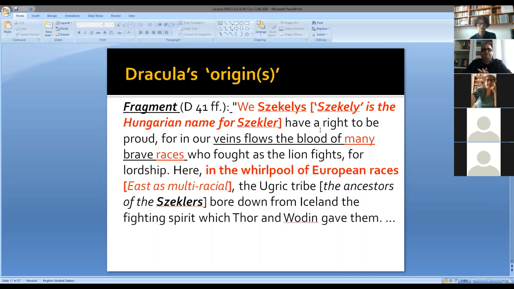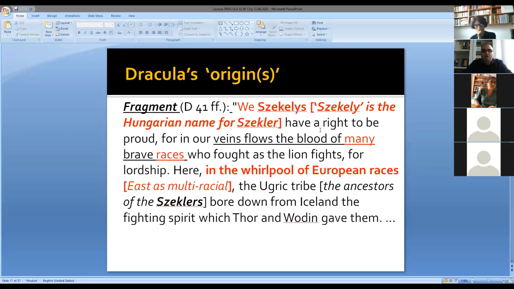There is a very interesting fragment at the beginning of the novel where Dracula addresses the lawyer, Harker, in a speech where he tries to explain to Harker his historical ancestry. And he says, quote, "We Szekelys," Székely is the Hungarian name, "have a right to be proud, for in our veins flows the blood of many brave races who fought as the lion fights for lordship.